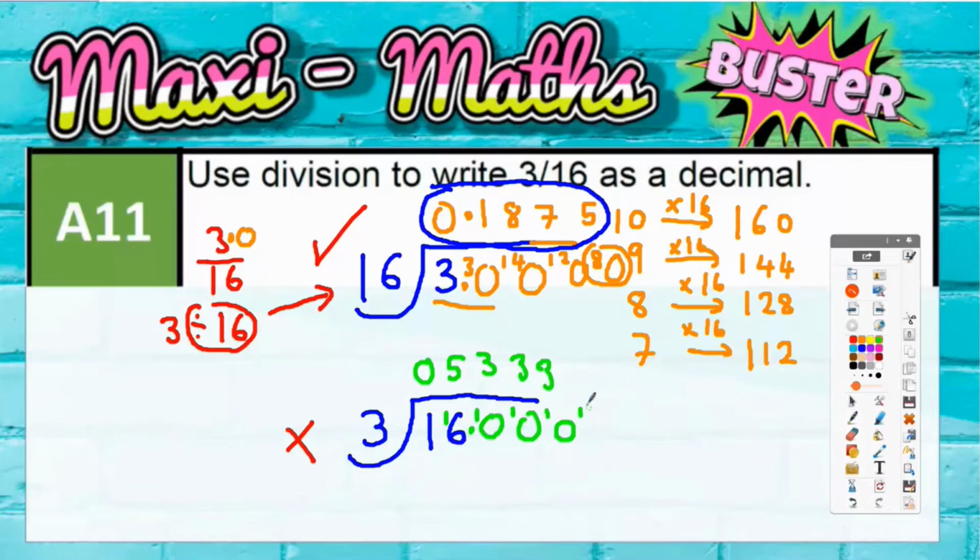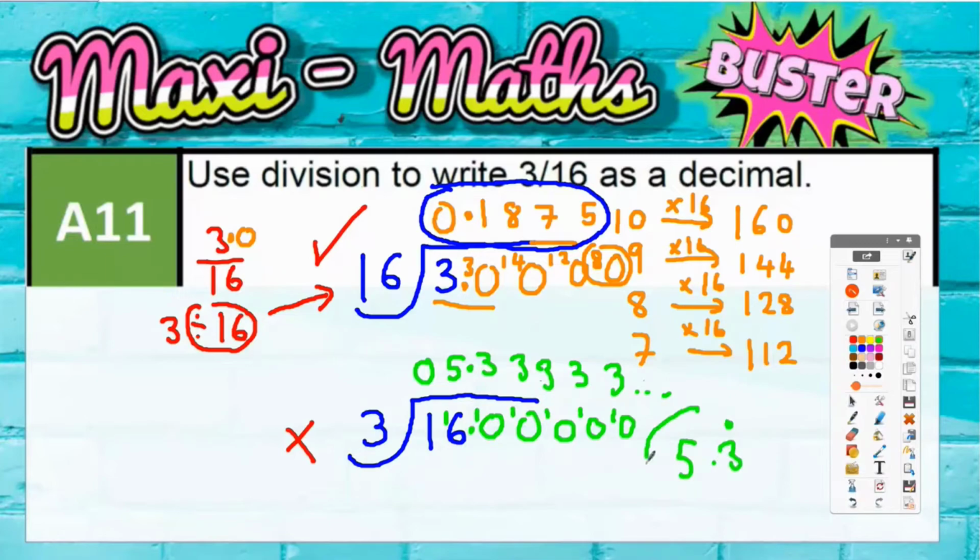And you can see what's going to happen. It would always be 1 remainder with 3 up top, 1 remainder with 3 up top. So you would actually have ended up with 5.3 recurring. That would have carried on forever.